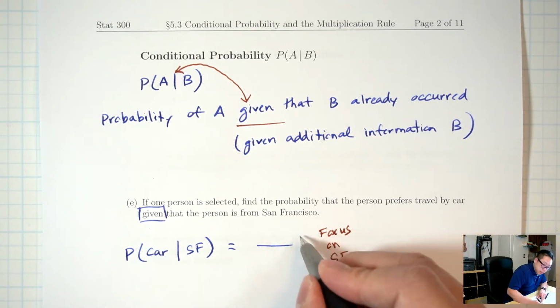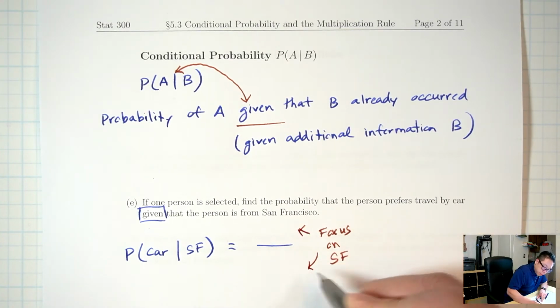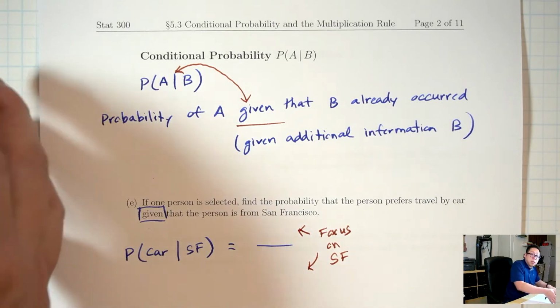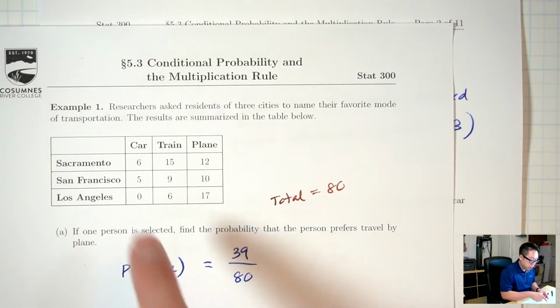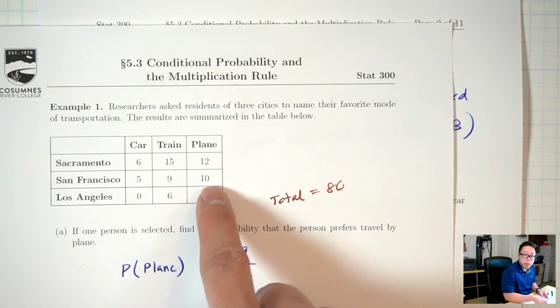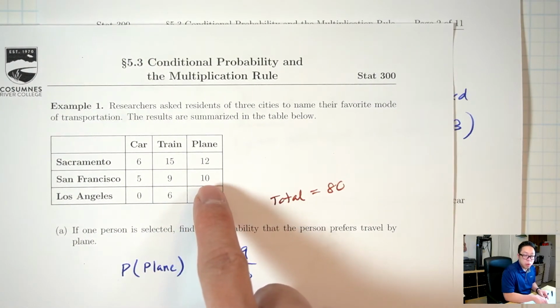For the top and the bottom. Okay, so focusing just on the San Francisco numbers, how many are there total? So just the San Francisco numbers, 5, 9, 10. The total would be 24.